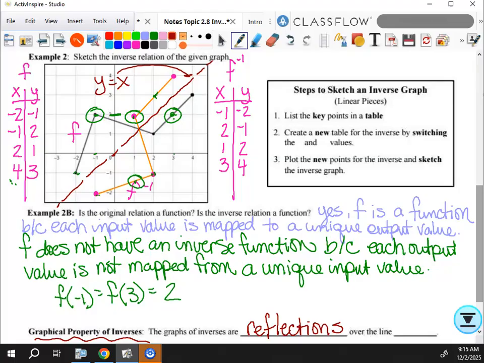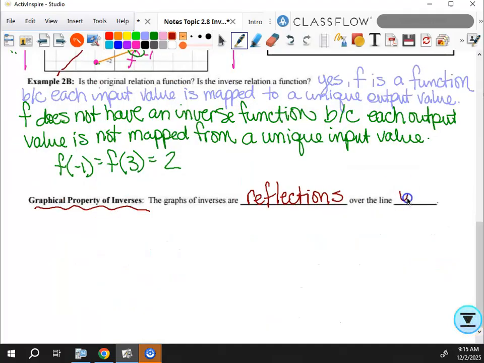Because y'all were saying y, x, but I don't mean the axis. The reason is because you're switching x and y, right? You're switching x and y, so it reflects over y equals x. Think about how all that works together. All right, so over the line y equals x. We can write that down here. All right, what questions do you have?